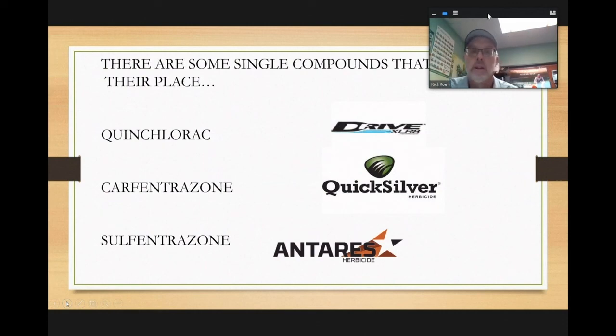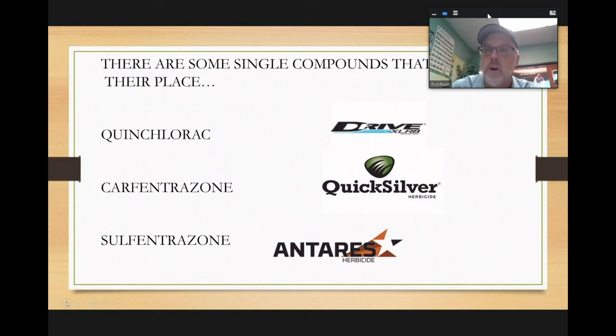Carfentrazone and its cousin sulfentrazone are both ALS inhibitors. You can buy them by themselves. Quicksilver and Antares are two of the ways you can do that. But by and large, if you're going across the lawn with one of those compounds, you're going to be tank mixing with something else, either tank side yourself or coming back again with something afterwards.